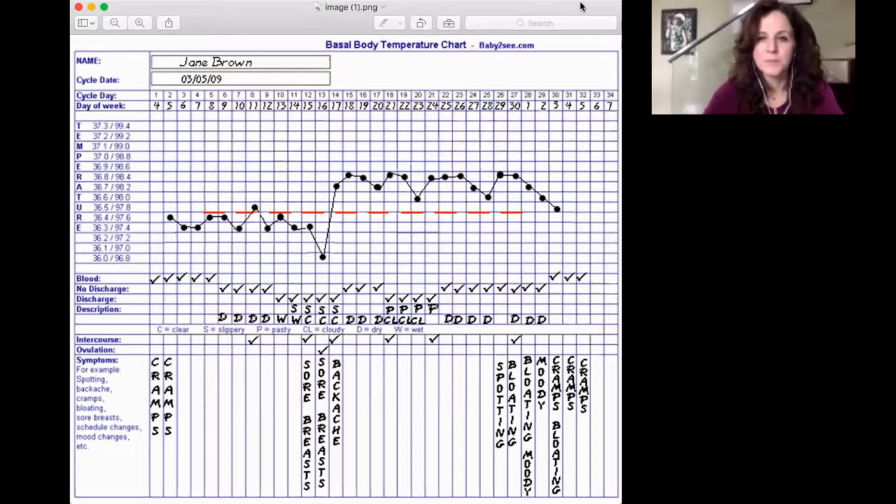There it is. Okay, so this is what your basal body temperature in the perfect world should look like. It doesn't have to be this perfect, but you want it to be as close to this as possible.